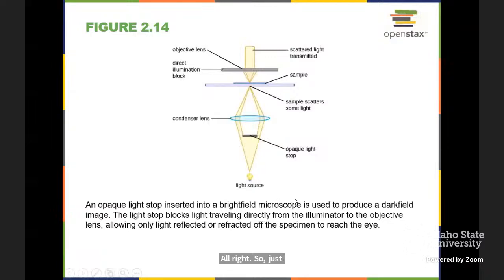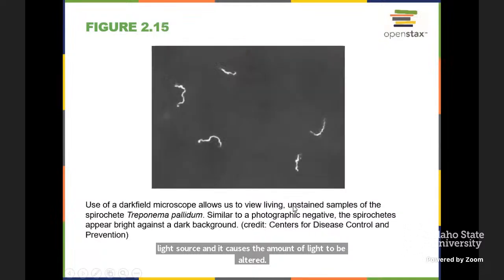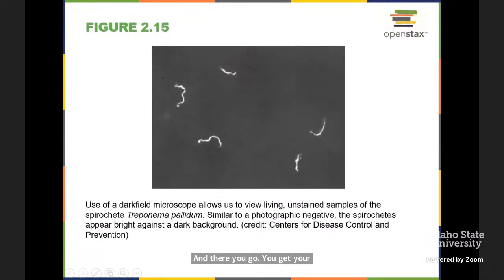This showing, I told you, you can make a bright field, dark field. You put a little adaptation in there, this little stopper before the light source, and it causes the amount of light to be altered. And there you go. You get your dark field. We don't deal with dark field microscopy in lab.